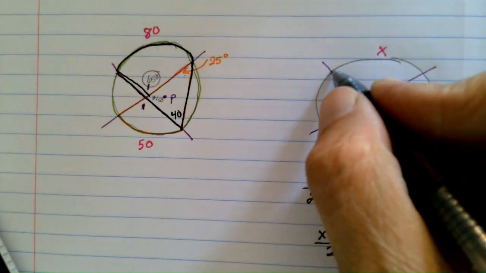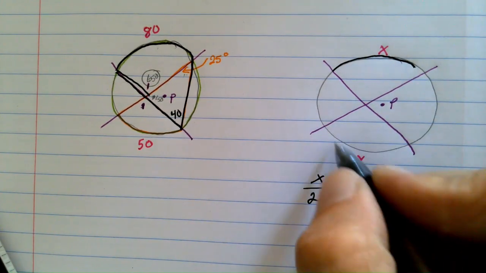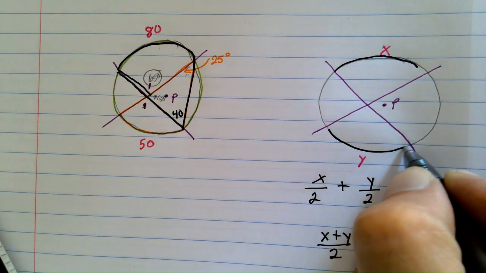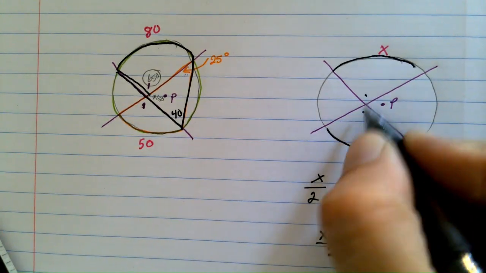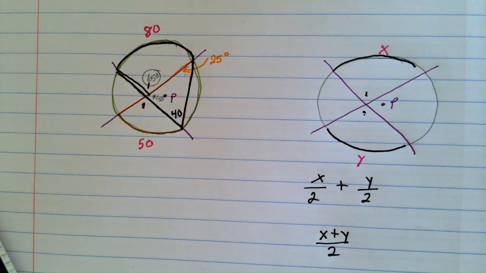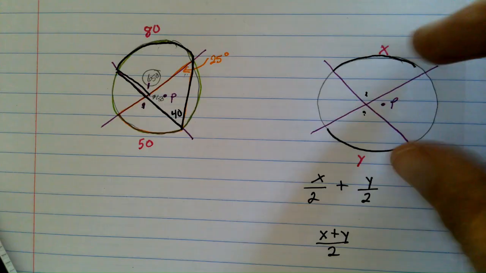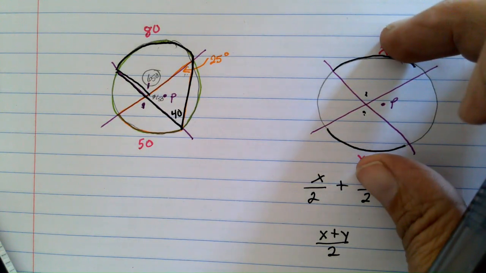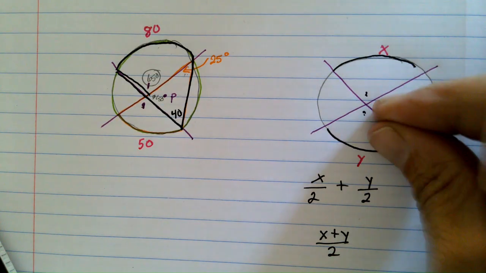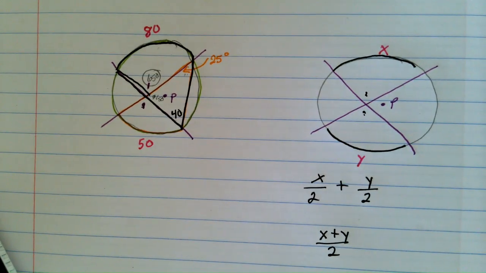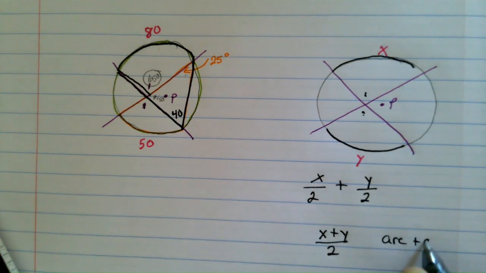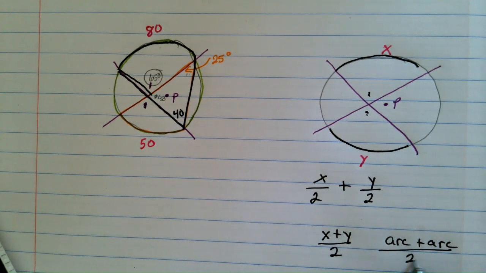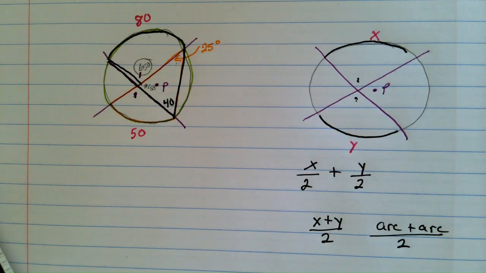And that's what happens when you have this arc here known and this arc here known. These are vertical angles, so notice that the arcs are on opposite sides of the X. They're not adjacent, they're opposite sides. So it's just the average. Arc plus arc divided by 2. So that's not too bad.